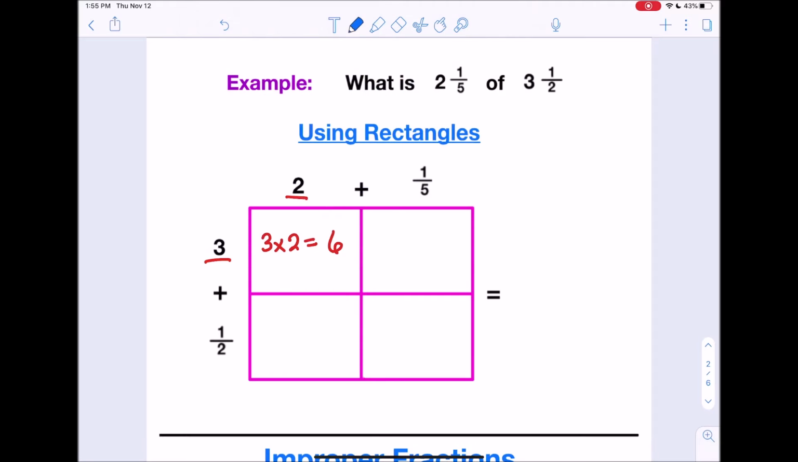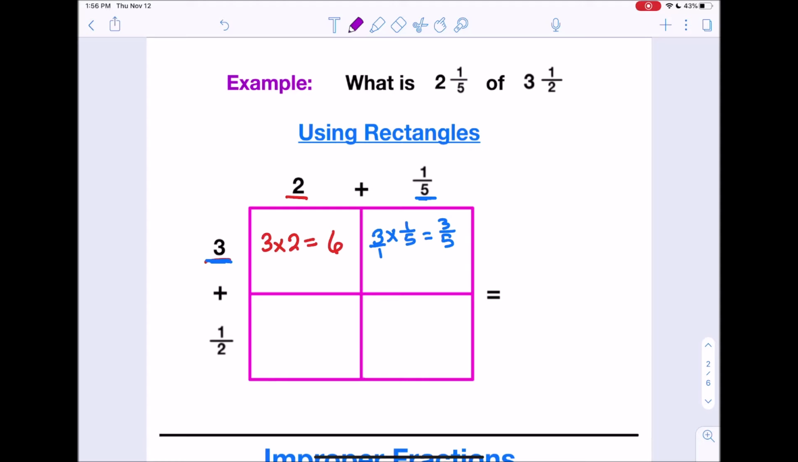For our next box, we now have 1/5 at the top of our column and 3 on the side of our row. So that means this is going to be 3 times 1/5. And to change a whole number into a fraction so we can multiply, we stick a 1 under it. Okay, now we just multiply it like usual. If you've forgotten how to multiply regular fractions, please go reference that video. 3 times 1 is 3. 1 times 5 is 5, and we get 3/5.